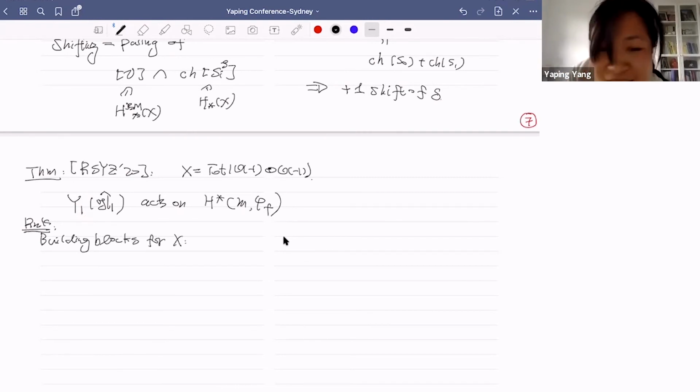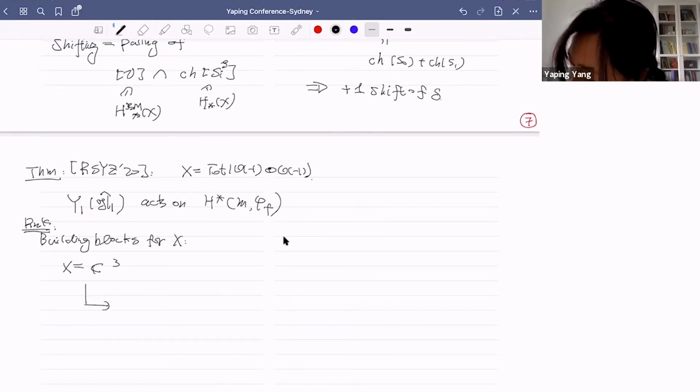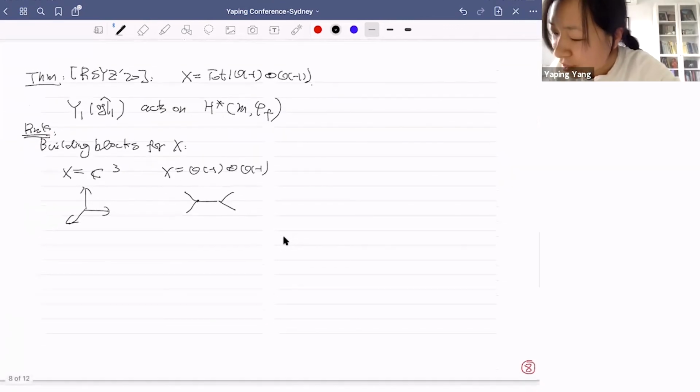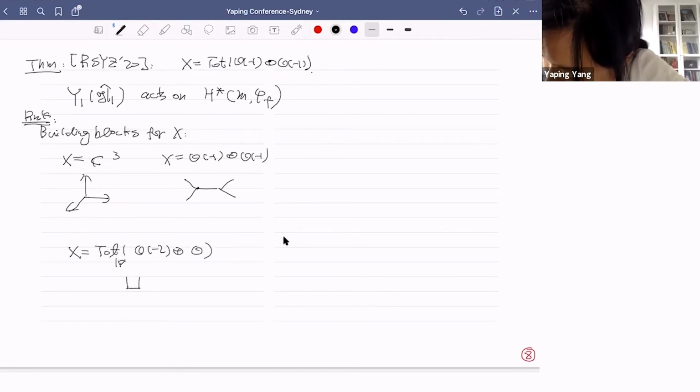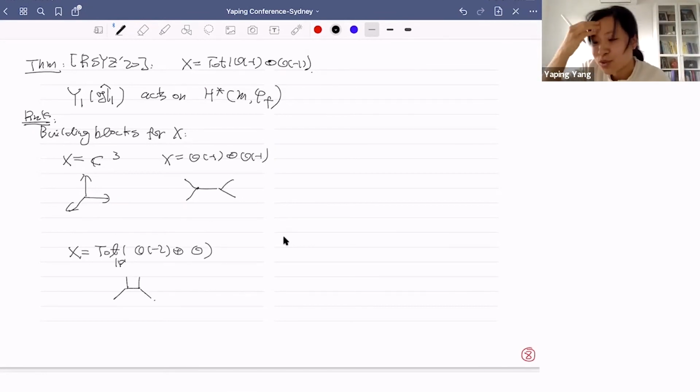For a general X, it's the following three cases: X equal to C cube, whose toric diagram is this, or X equal to the resultant manifold we have seen. This one. And X is the total space on P1 of O negative 2 plus O. Yeah, so those are three building blocks. And so all the conjecture can be checked for those building blocks. The conjecture is true.